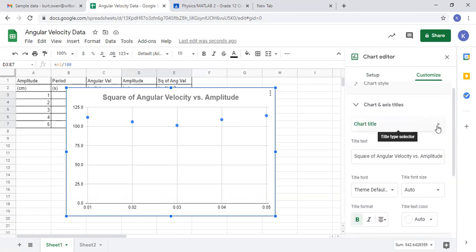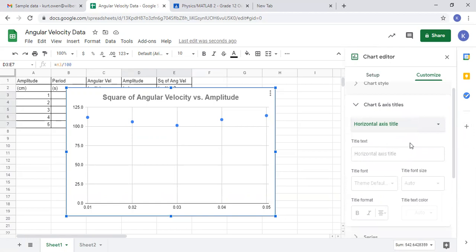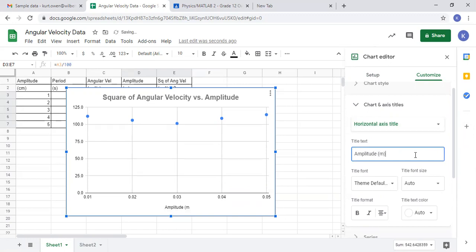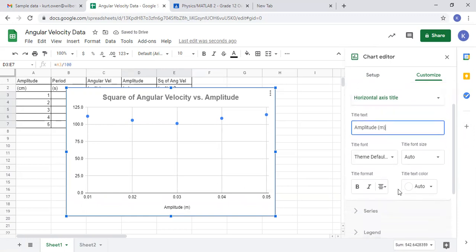Now I can look at the axes, horizontal axis. Okay, so this was amplitude measured in meters. So I'll put that on the horizontal axis. It's already centered. It looks good. Okay, I'll do the vertical axis.